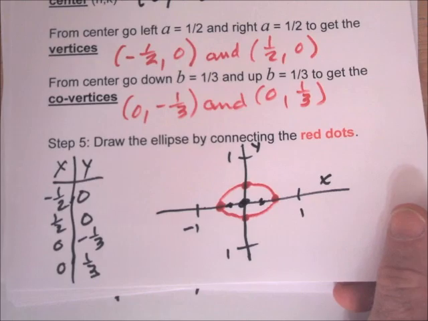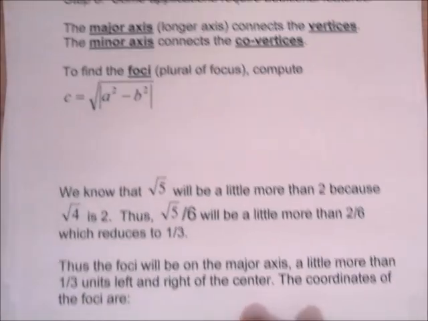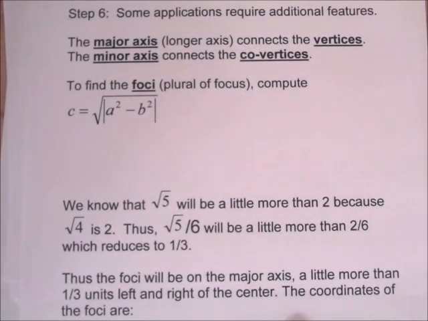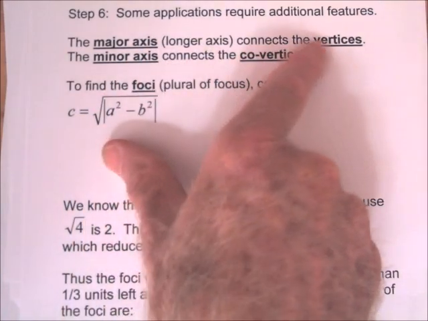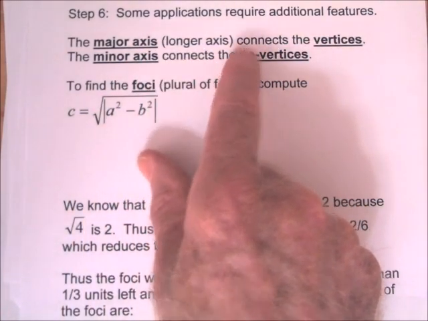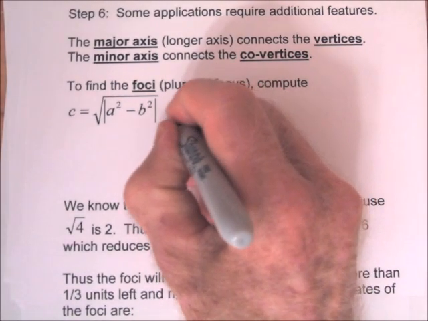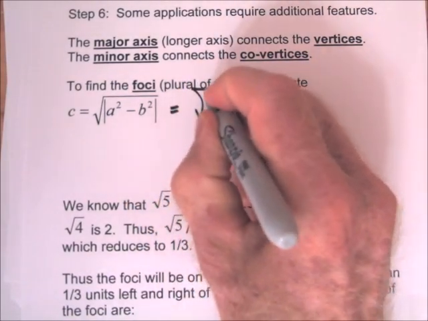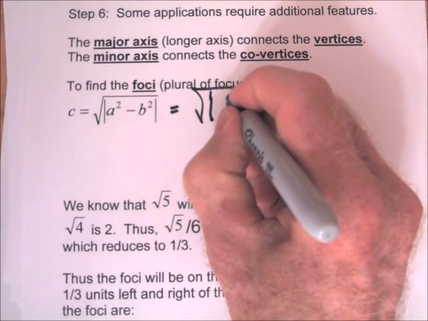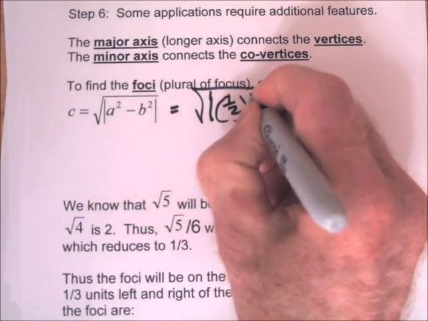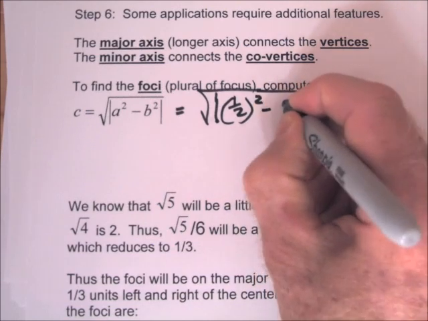So anyway, there's a formula for computing the foci. We first have to get c. By the way, the major axis connects the two vertices. The minor axis connects the two co-vertices. And then the foci are going to be on the major axis. We want to first compute c. So this is going to be the square root of the absolute value of a squared, which is 1/2 squared, minus b squared, which is 1/3 squared.